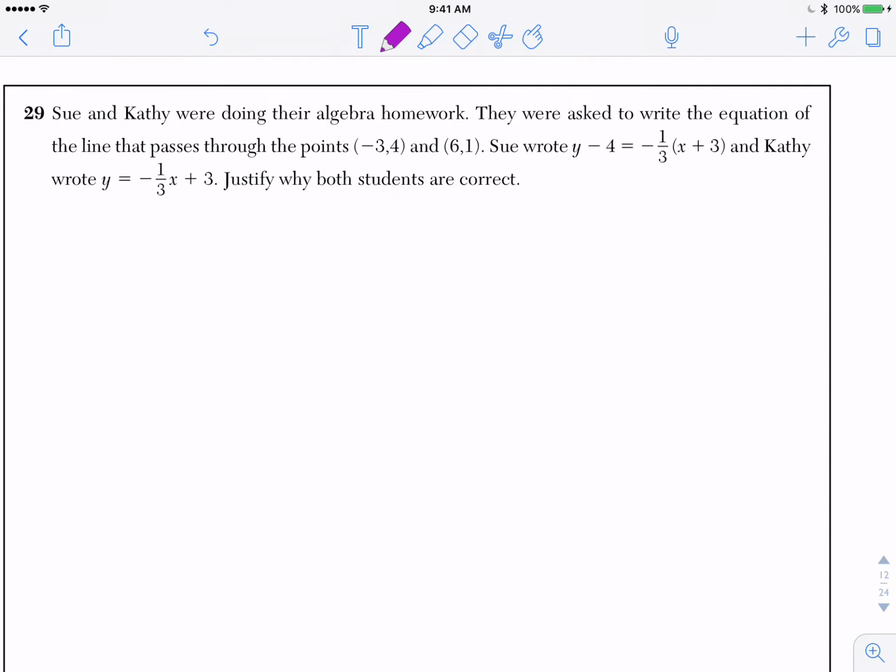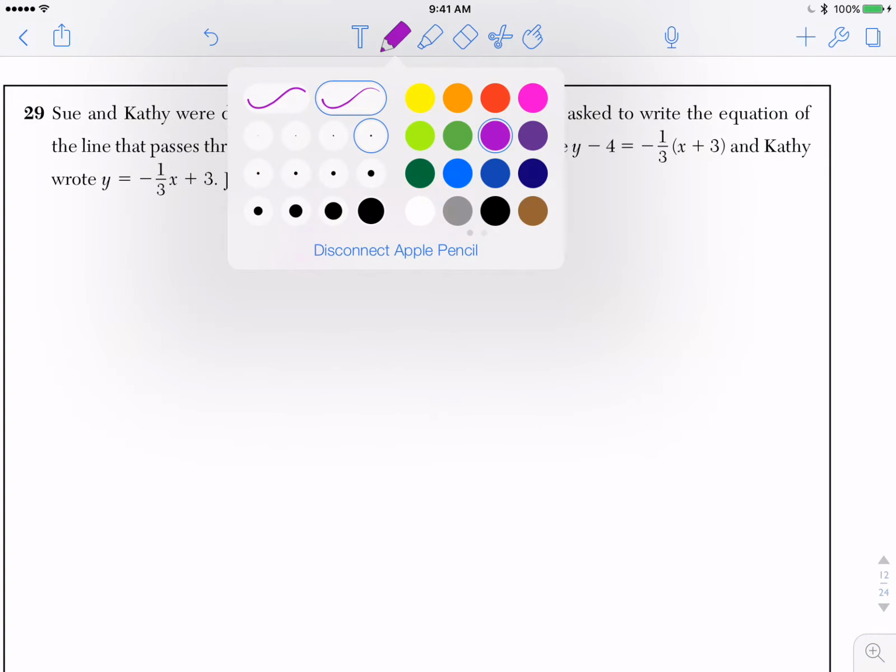Okay, for number 29, we're going to utilize writing the equation of a line, which is going to involve y equals mx plus b. A little bit of an application here, basically kind of similar to the last one. They're saying, are these people correct? In this case, we have two people to consider. Maybe one of them's correct, maybe they're both wrong, maybe they're both correct. So we have to do some work here to justify this.